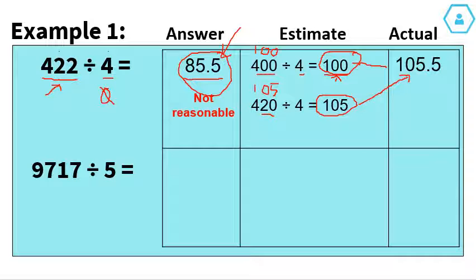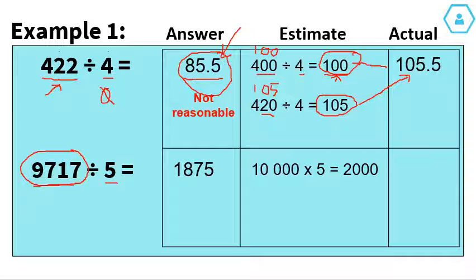Okay, now we've got 9,717 divided by 5. So this is my dividend, and this is my divisor, and the quotient I've been given is 1,875. Now, what I'm going to do here is round the dividend, 9,717, up to the nearest thousands place, to make it nice and easy for myself, because I know that's going to make it 10,000. 10,000 divided by 5 is 2,000.